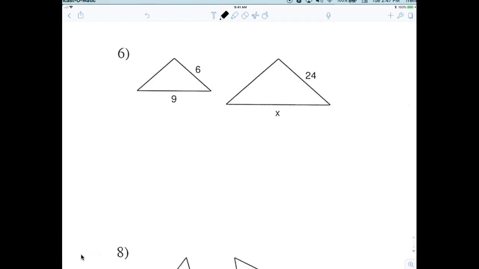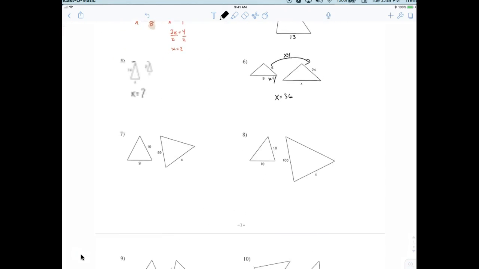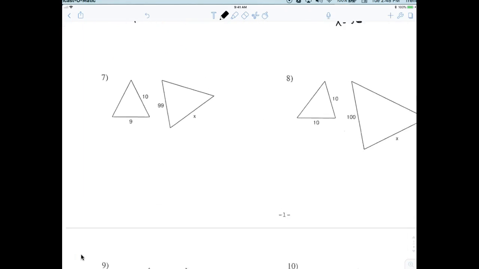For the next one, x would equal what? x will equal 36. Very nice. Because again, to me, you're just looking at 6 times 4, and then times 4. Is everybody with me on that? So that's the answer. Now I'm going to change them up. All right, number 7. Here we go.